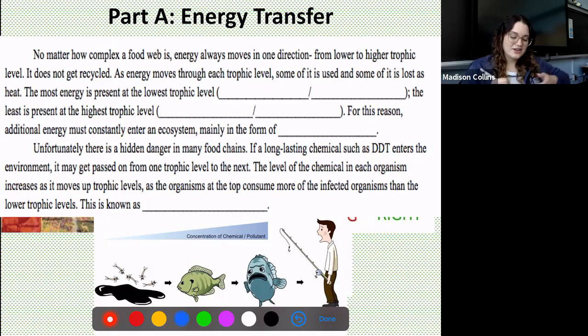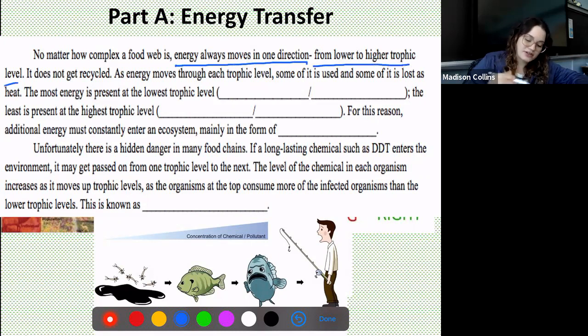All right. So no matter how complex a food web is, energy always moves in one direction, from lower to higher trophic levels. And this is why we use those arrows, right, to show the transfer or the flow of energy. And it's always going to go from lower to higher trophic levels. It does not get recycled. As energy moves through each trophic level, some of it is used and some of it is lost as heat.